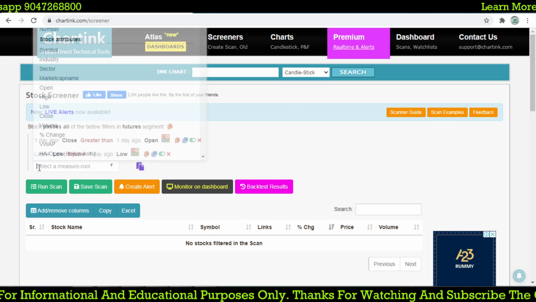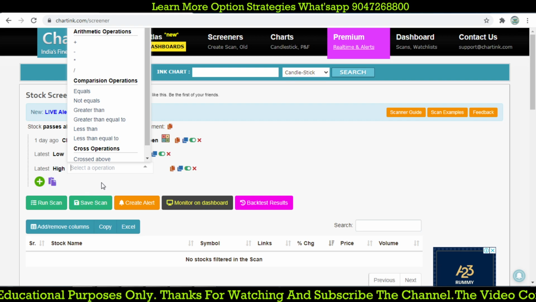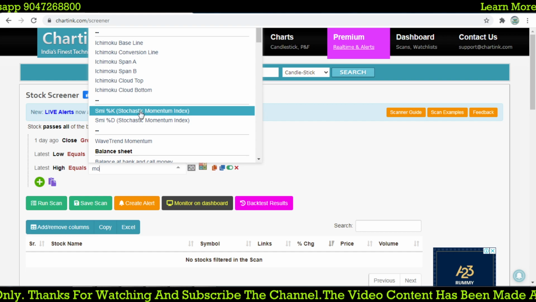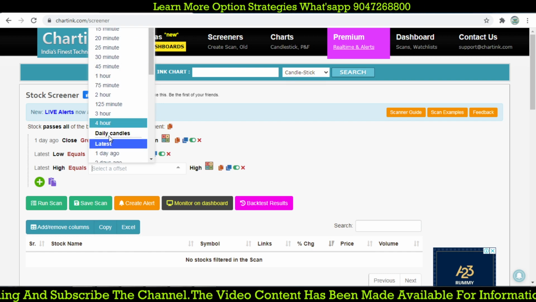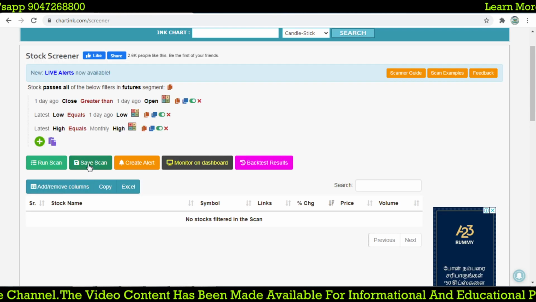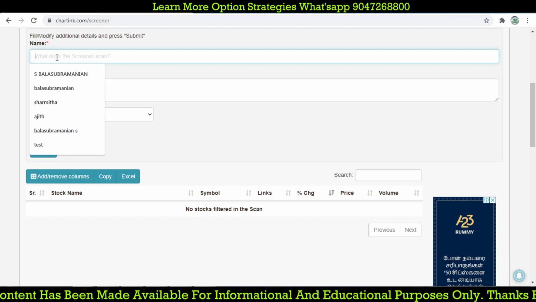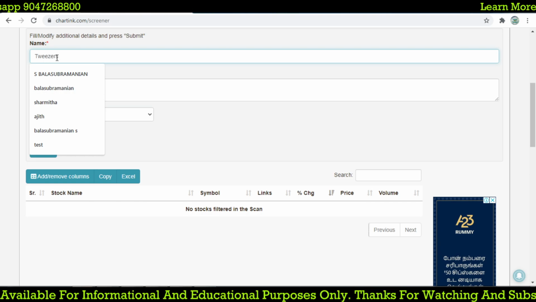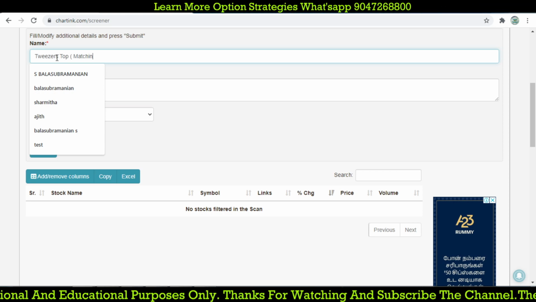And again, I'm going to take the latest high equals the monthly high. So we simply filter out the kind of pattern which forms at the monthly high. Go for monthly, yes. Let's scan, and we will first save the scan. Then only we can go for it. This is called matching high.